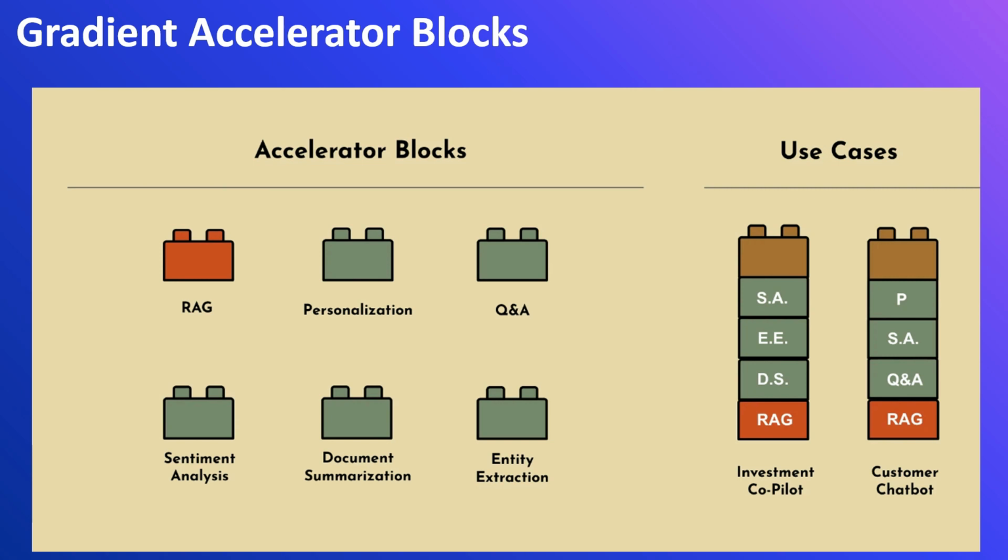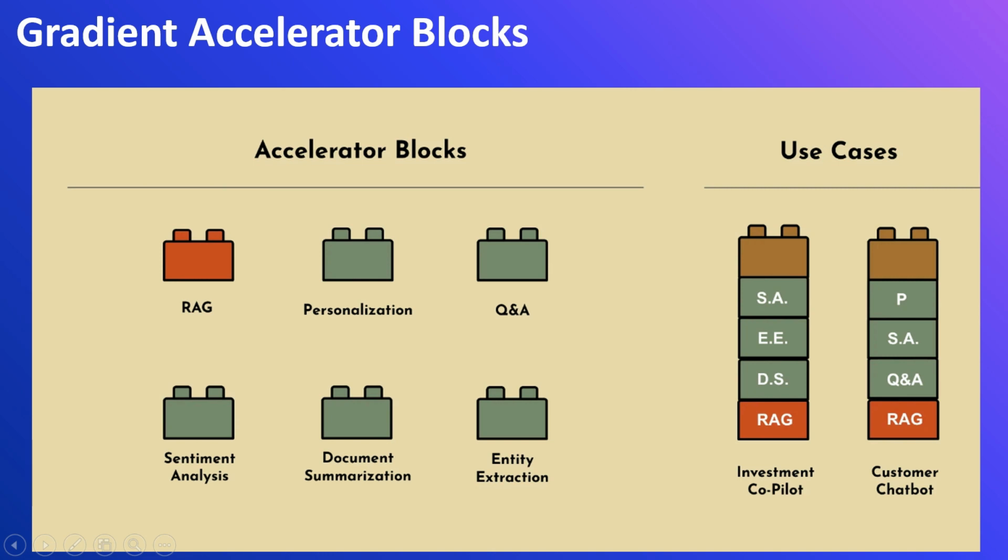What is Gradient Accelerator Blocks? Gradient Accelerator Blocks is a library of building blocks for AI use cases. This helps to reduce developer workload and helps businesses to achieve their goals in minimal time. If you see this diagram, various accelerator blocks are available such as RAG, personalization, Q&A, sentiment analysis, document summarization and entity extraction.